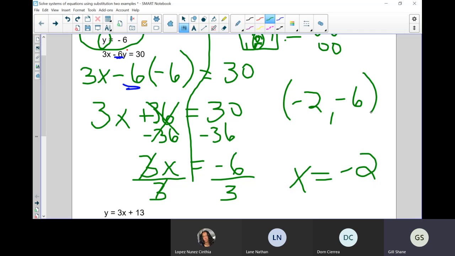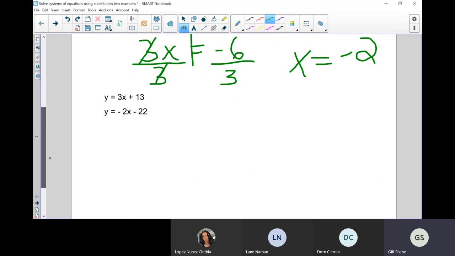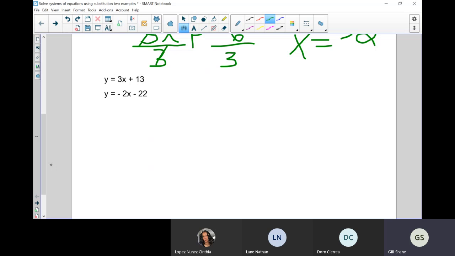You just plug in and then you solve. Next problem's a little more complex, but same concept, same idea. You just have a little more math that you have to do. And this is where you guys go, this is too much. So again, I know that y is equal to 3x plus 13. So instead of y in this other equation down here, I could replace that with the 3x plus 13. And that's what I'm going to do.